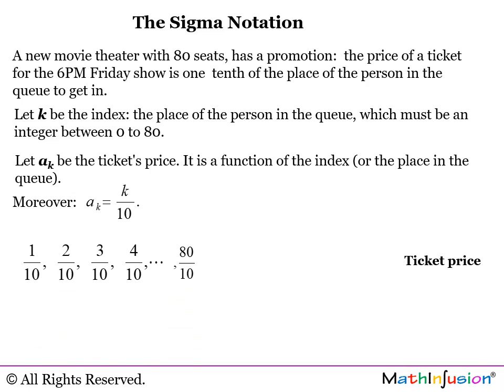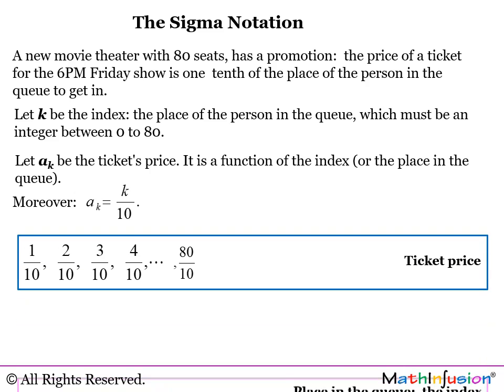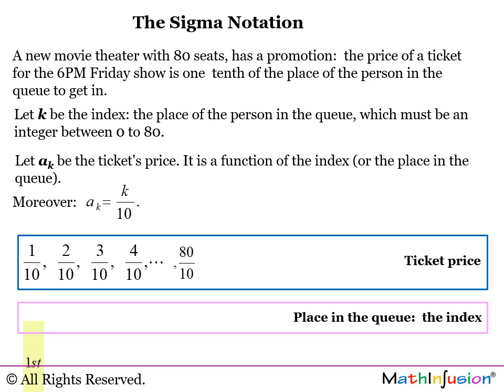Let's do here a little chart. Here is the ticket price. For the first one it is 1 over 10. For the second person it is 2 over 10. For the third, 3 over 10, and so forth. Here's the place in the queue. As you can see, the first person is paying 1 over 10. The second is paying 2 over 10. The third is paying 3 over 10, and so forth. The last one, the 80th in the queue, is paying 80 over 10.